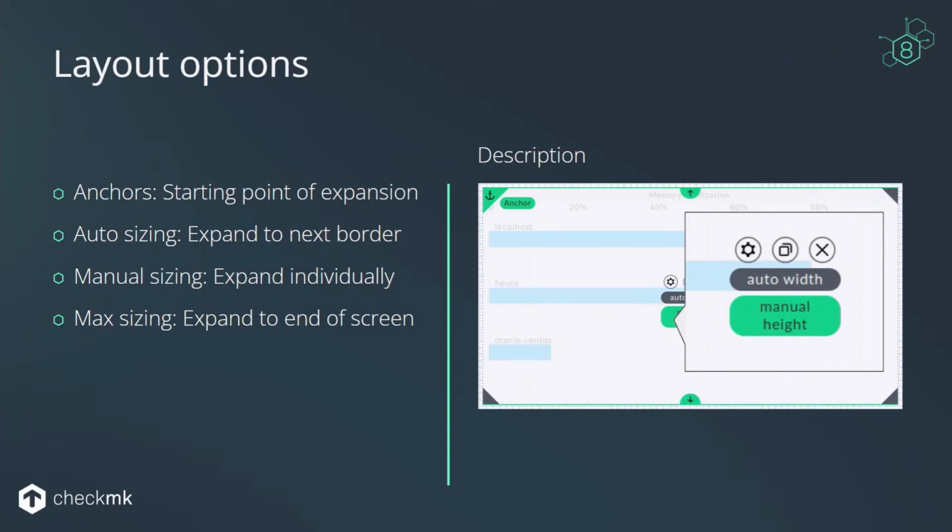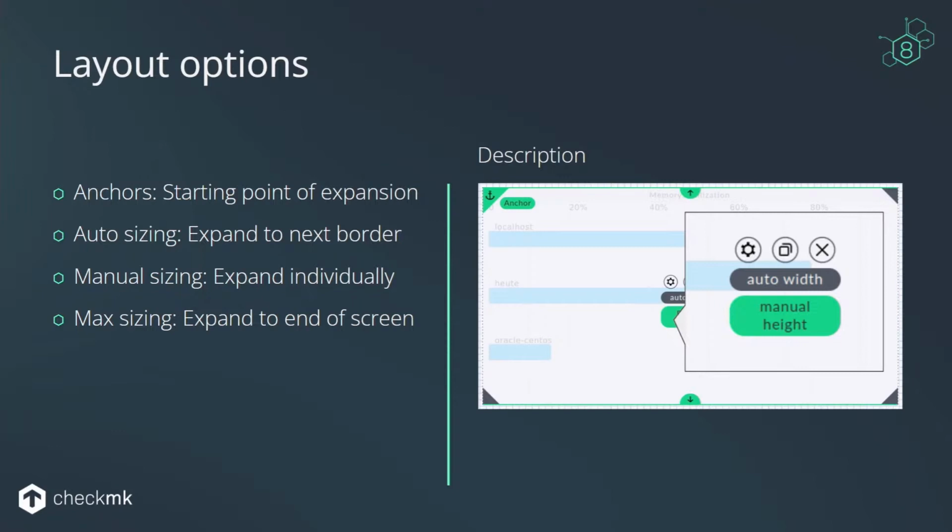And how this dashboard element is expanding is told by you with providing information. You could say it should be auto-sizing, so it sizes and expands until it hits another dashboard element and then stops. You could do it manually because this dashboard element does not benefit from expanding with different screen resolutions, so you limit it in the height, for example, or in the width. And finally, I'm aware that I'm not showing that here, you could say it should max sizing, so it should expand as much as possible to the end of the screen.